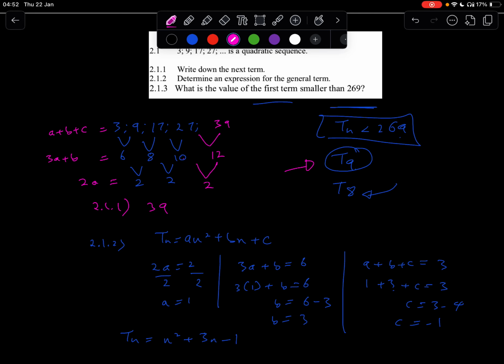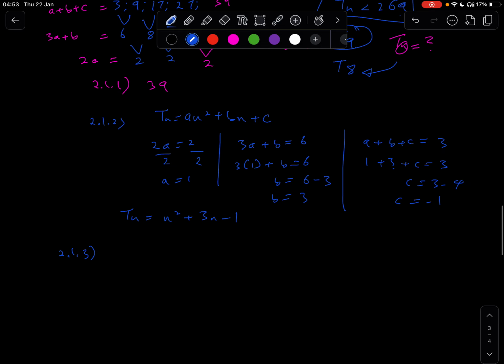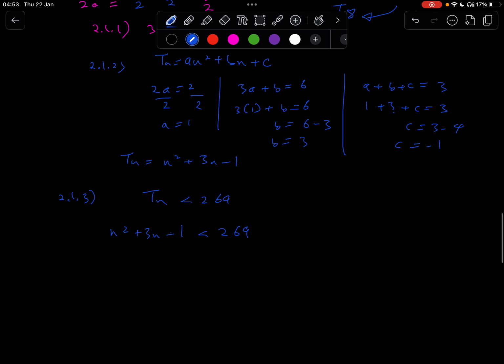But in this case, we need to determine that n. So to do that, we want this to be less than 269, right? This is given by this formula: n squared plus 3n minus 1 less than 269. We bring the 269 to the left hand side, it becomes minus 269. So we get n squared plus 3n minus 270.